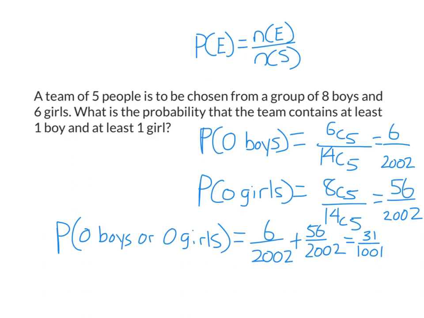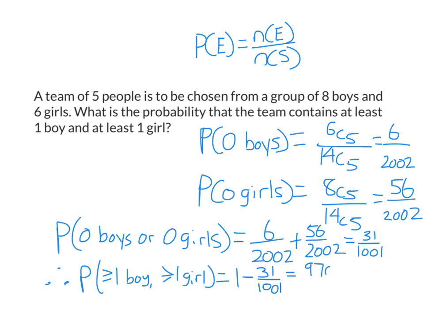The probability I get at least 1 boy and at least 1 girl is actually just 1 minus this. Why is that? Well, these 2 events are complementary. If you get at least 1 boy and 1 girl, that means you don't have all boys or all girls. This event is the same as that event not happening. If you know the probability that an event happens, the probability it doesn't happen is just 1 minus that. So I get 970 over 1001.